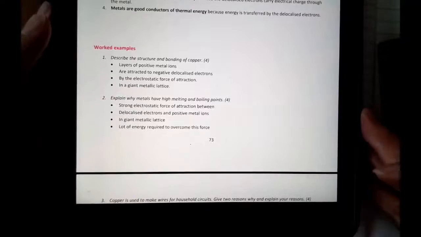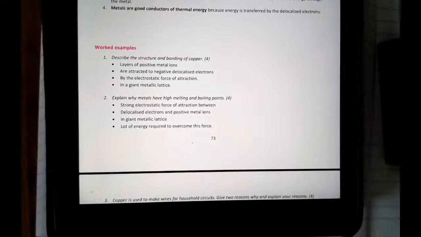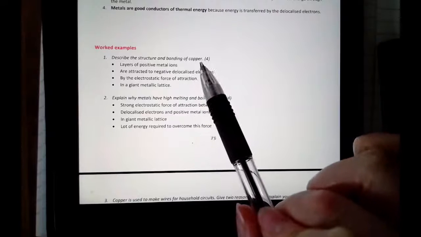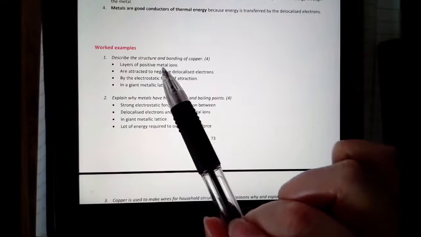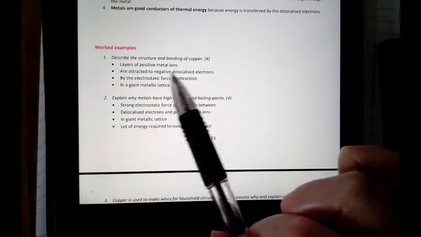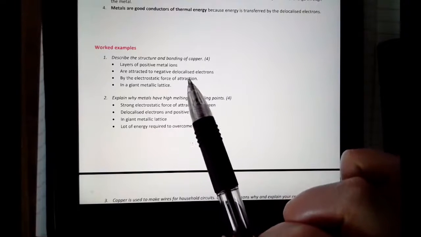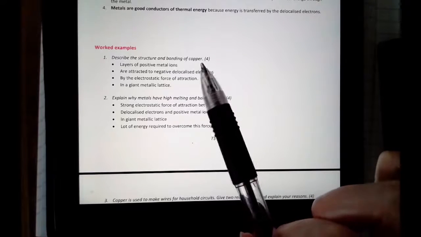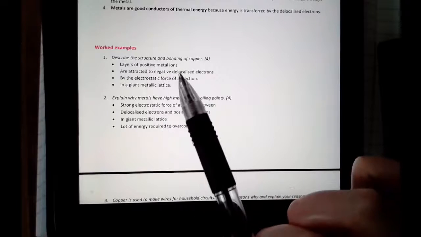So if we look at some worked examples of questions on metals: describe the structure and bonding of copper. So copper is a metal. So you would talk about the positive metal ions being attracted to the negative delocalized electrons by the electrostatic force of attraction. And this is a giant metallic lattice. So they could ask you that question about any metal, and this would be your answer.